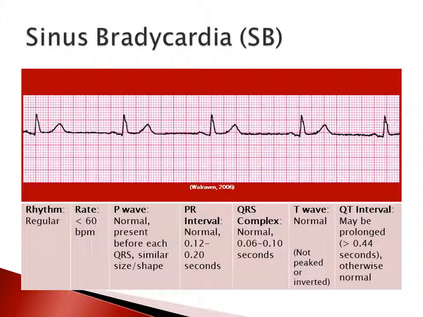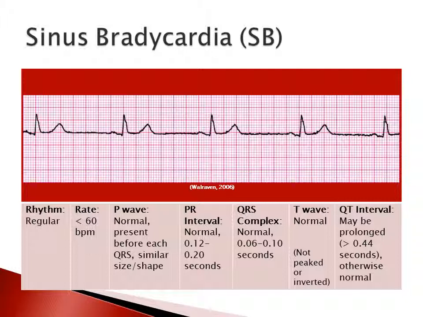So we can tell when we march out our distance between the P waves that it is the same length all the way across the strip, which tells us that we have a regular rhythm. And when we count our QRS complexes to get our rate, multiply that times 10, we have 50. And we know that this is slower than our parameter for normal sinus rhythm, which is 60 to 100. The P waves across the strip are all upright. There's one before each QRS complex, and they're all similar size and shape.